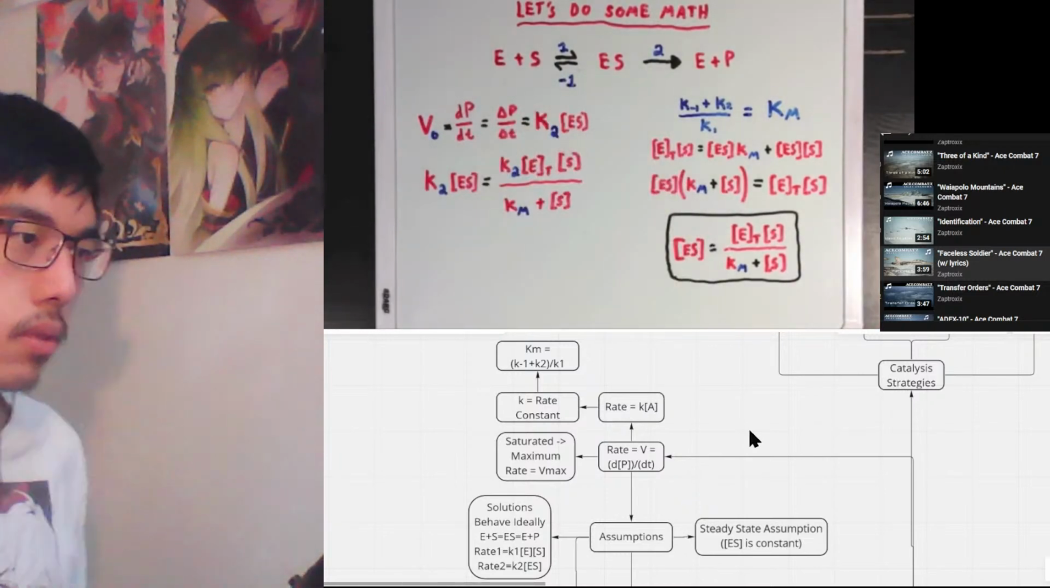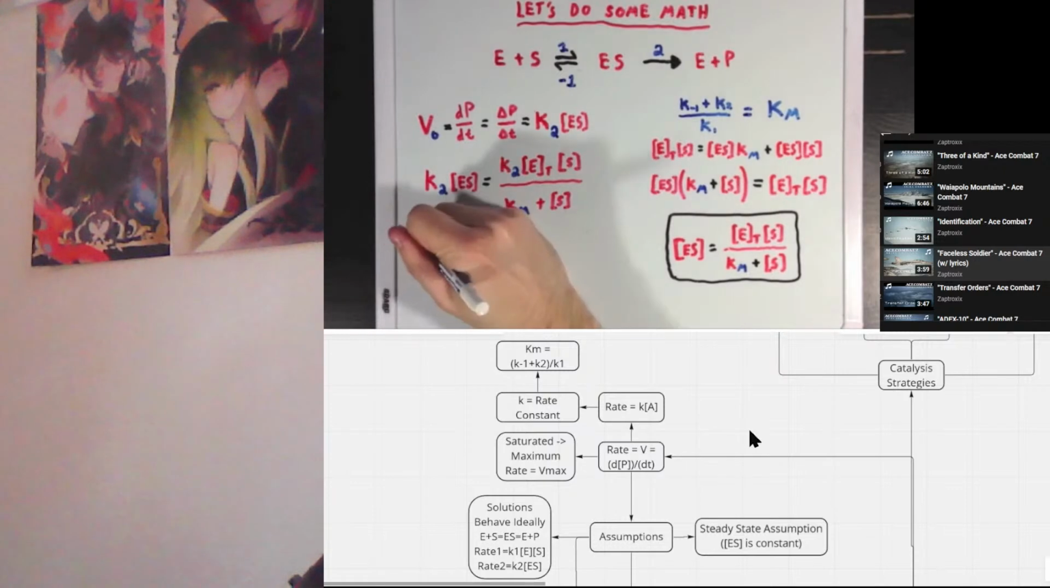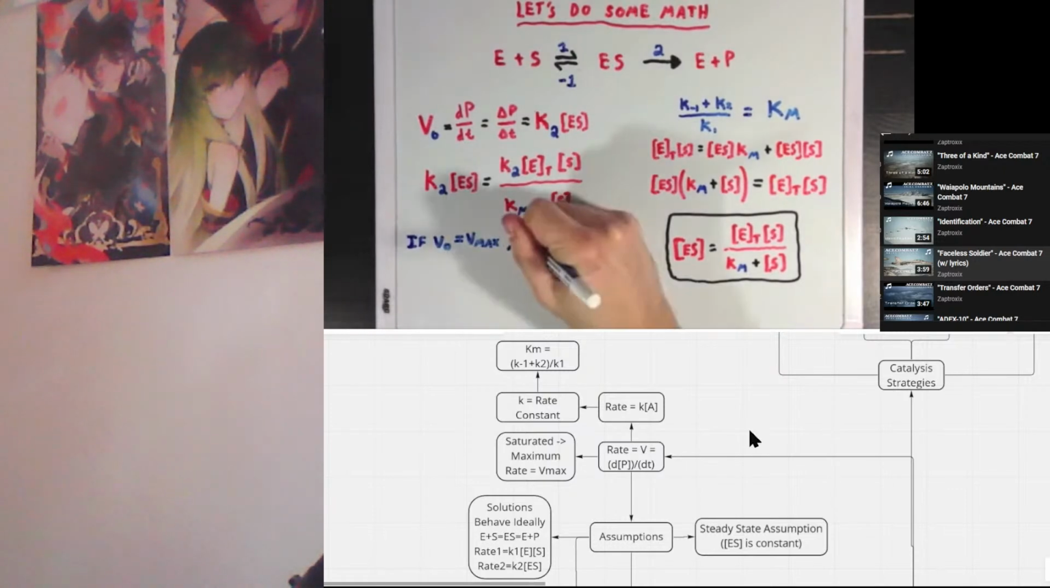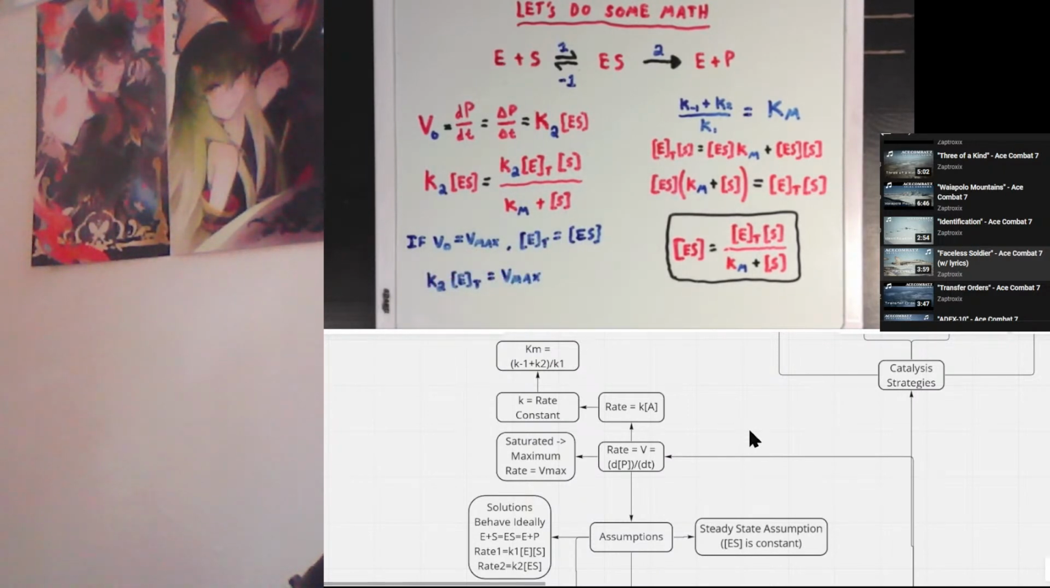Now here's where it gets really tricky. Remember that if we're at our max speed, so a reaction speed VO is equal to Vmax, which happens when our substrate concentration is really high, then our total enzyme concentration is going to be equal to ES, since all of our enzyme is saturated by substrate, and there won't be any free enzyme left. So K2 times ET instead of times ES would be equal to Vmax instead of being equal to VO, like you see at the top.